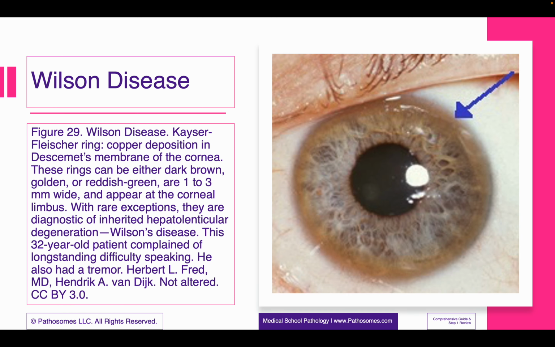What is this? You must know. Kayser-Fleischer ring associated with copper deposition in Descemet's membrane of the cornea. You will see this, and you'll know it's a Kayser-Fleischer ring associated with Wilson's disease, right? You got this. I believe in you.